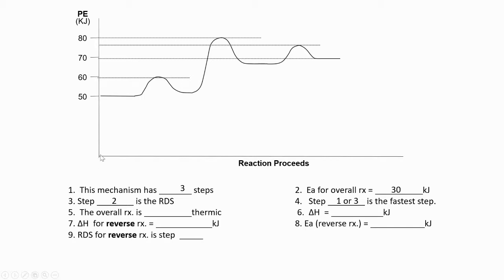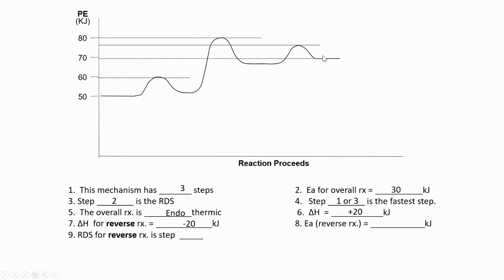So the overall reaction, reactants are here, products are up there, so it's an endothermic reaction. So delta H is going to be positive. That's a difference of 50 and 70, so it's about positive 20 kilojoules. Remember, endothermic is going to be positive, so make sure you put your positive sign there to distinguish it from the negative, right? So delta H for the reverse reaction, going from right to left, is going to be negative 20 kilojoules.